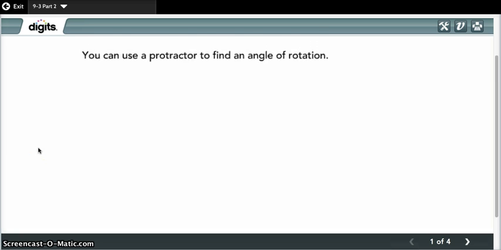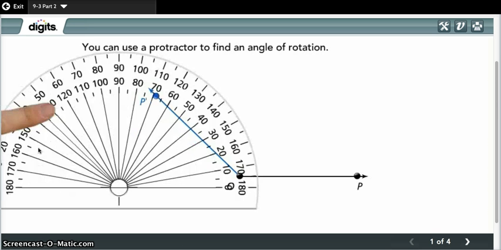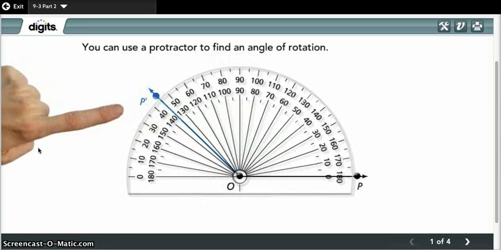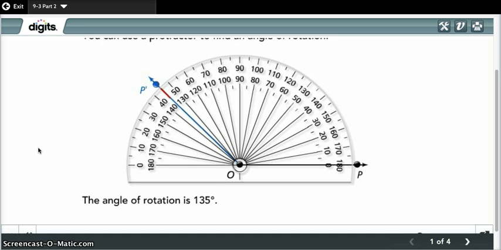You can use a protractor to find an angle of rotation. Suppose you have a point P. You rotate point P about a center of rotation O. You can find the angle of rotation with a protractor. The angle of rotation is 135 degrees.